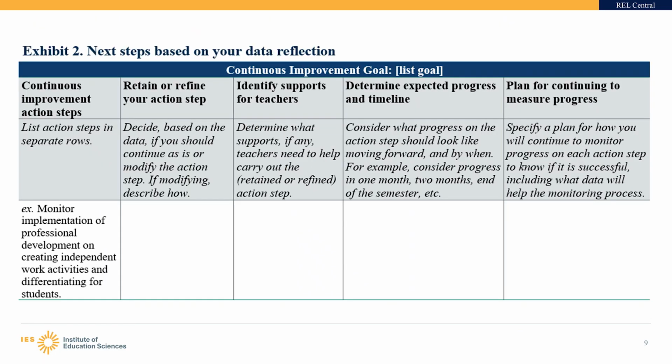The second table, Exhibit 2, found on page 5 of the document, asks principals to determine what to do next on each action step. To use this table, principals revisit their action steps from their continuous improvement plan in the first column. Then, in the next two columns, they reflect on the data and decide if the action step should be modified and determine what supports teachers need to help carry out the action step. In the last two columns, principals determine how they'll continue to monitor progress on the action steps and move their school closer to the continuous improvement goal.